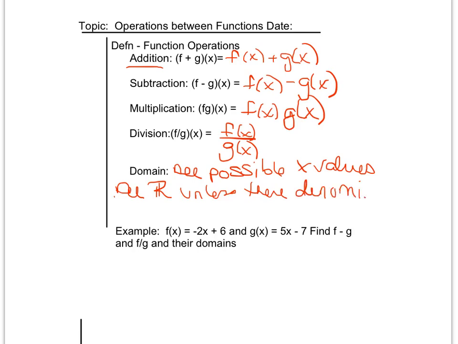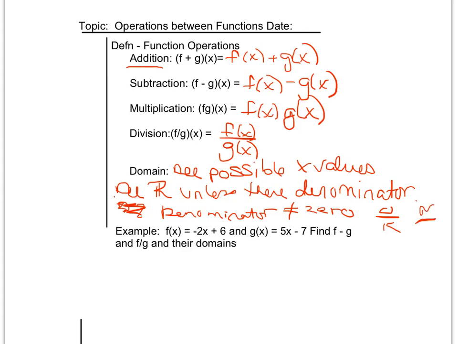Then we have to ask ourselves, is there anything that would make my denominator 0? Let's do this, I'll write denominator cannot be 0. We have actually talked about this before. Remember, we talked about how it's okay to have 0 on top, but it's not okay to have 0 on the bottom. So this is where we're going to be focusing when we're asked to list the domain.